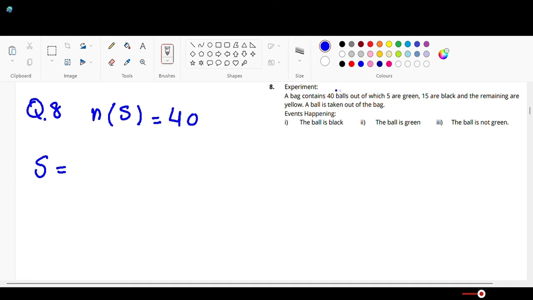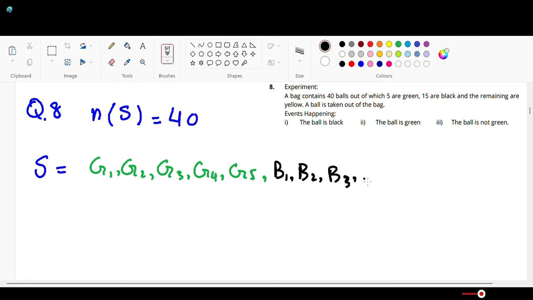It's 40 balls, but 5 of them are green, so I'm going to name them in the green color: G1, G2, G3, G4, G5, and 15 of them are black. So B1, B2, B3, all the way to B15 are black, and then the remaining are yellow.